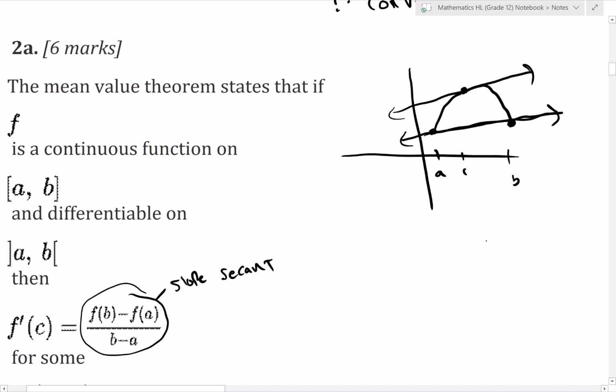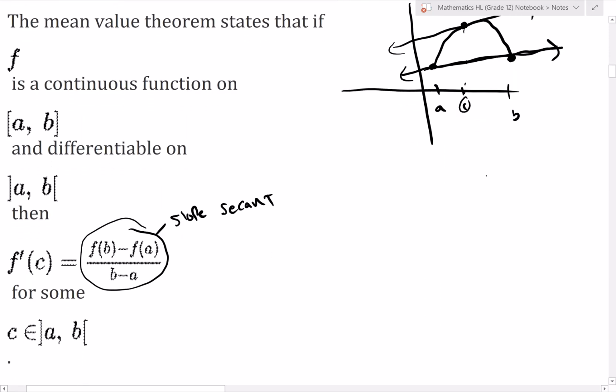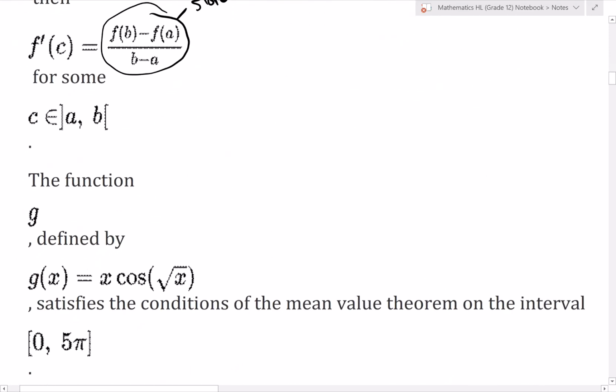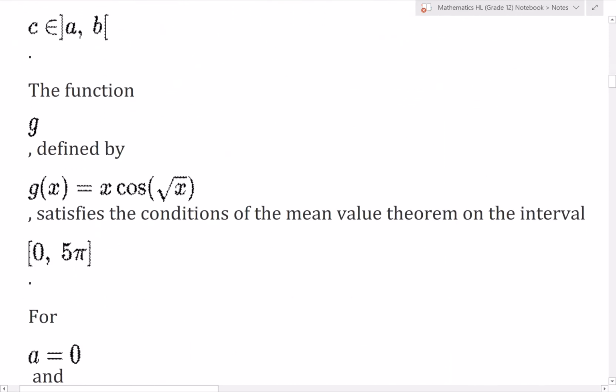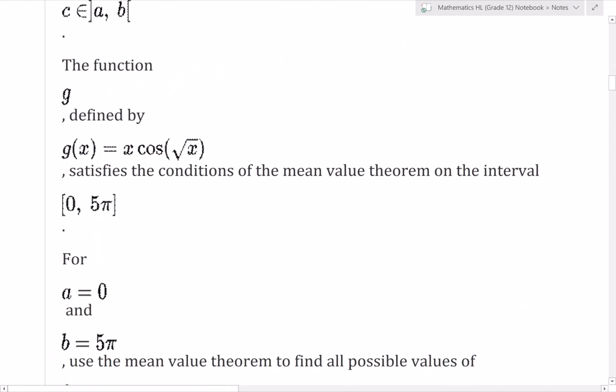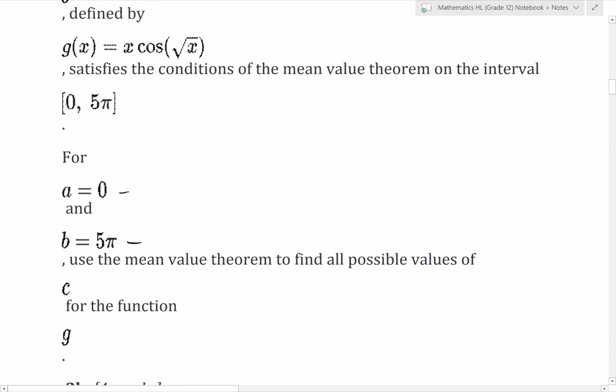So in general, what you have to do is find the slope of the secant line, set it equal to the derivative of the function, and find x, or this c value, right? What is the x value that produces this slope? All right, so in this case, our function is g of x equals x cosine square root of x. a is 0, b is 5 pi, and we want to find the values of c.